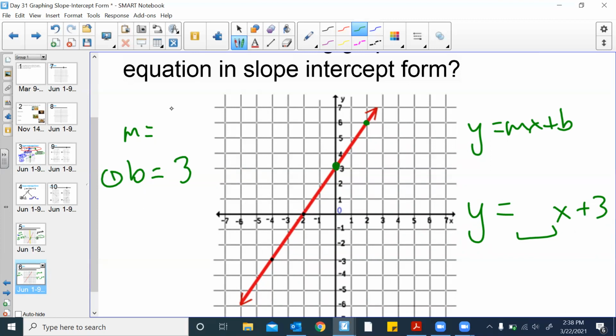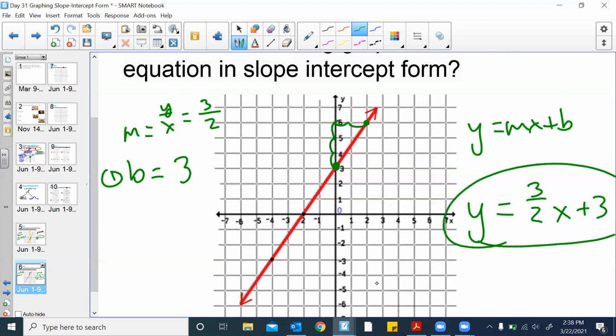But we know that for M, we're going to have our y over x. And in this case, I'm actually going to do my y first, which would be 1, 2, 3 up. And then my x is just 1 and 2 over. So my M is 3/2. And that's it. That's your whole formula. All right. There's 2 steps. If you wanted to, you could actually test this.